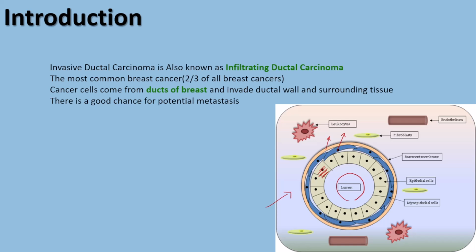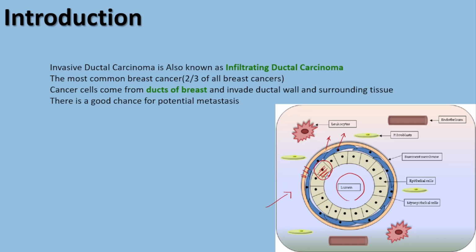So in case of invasive ductal carcinoma and ductal carcinoma in situ, we have cancerous cells that are originating from epithelium of the ductal system. But the difference between invasive ductal carcinoma and ductal carcinoma in situ is that in case of ductal carcinoma in situ, the cancer cells are confined within the duct structure and they are not going to invade the basement membrane.